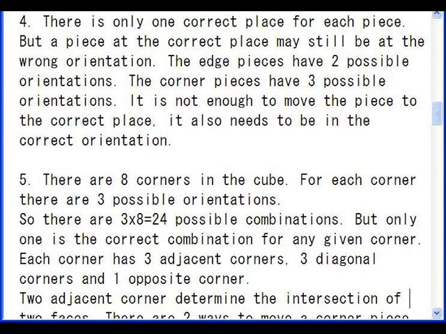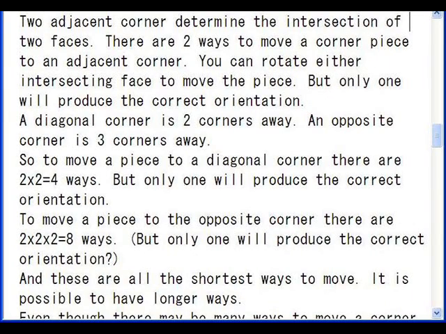There are 8 corners in the cube. For each corner, there are 3 possible orientations. So there are 3 times 8, or 24 possible combinations, but only one is the correct combination for any given corner. Each corner has 3 adjacent corners, 3 diagonal corners, and 1 opposite corner. 2 adjacent corners determine the intersection of 2 faces. There are 2 ways to move a corner piece to an adjacent corner. You can rotate either intersecting face to move the piece, but only one will produce the correct orientation.